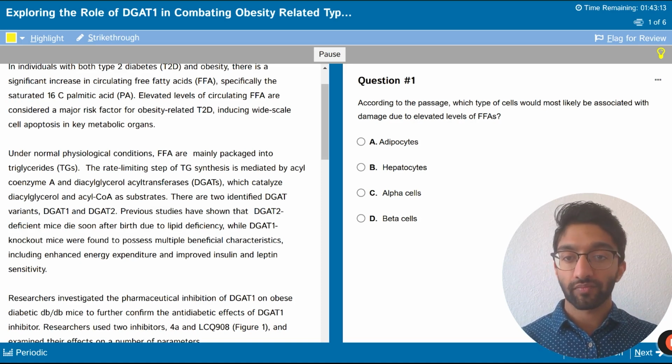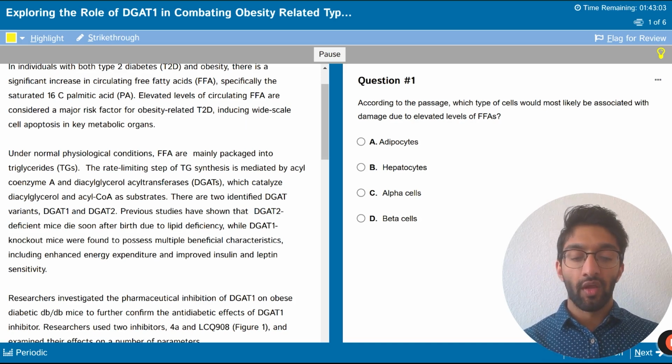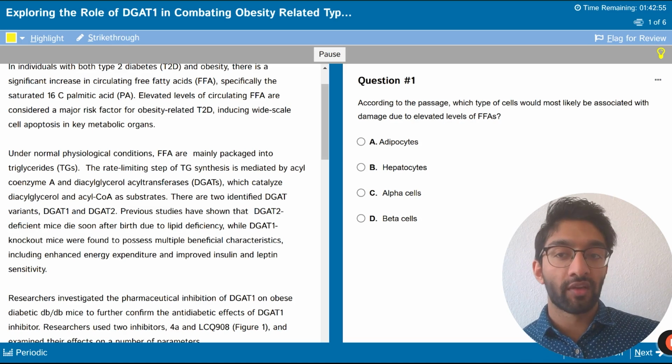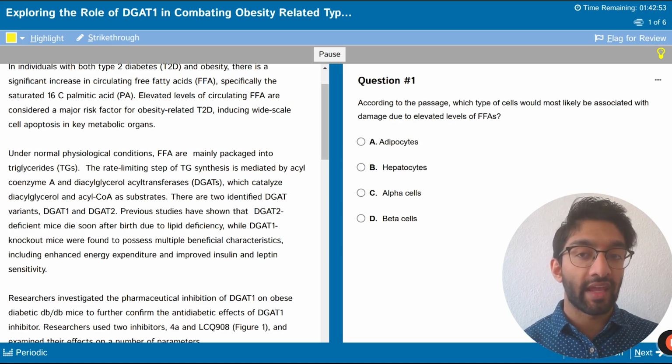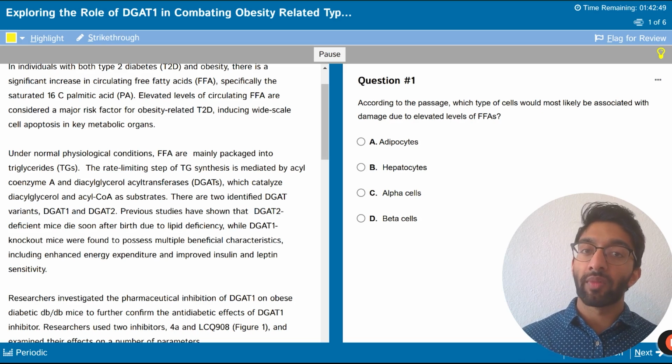Okay, interesting. So we have that. Elevated levels of circulating FFA are considered a major risk factor for obesity-related type 2 diabetes, and they cause apoptosis. Overall, if I had to give you a summary from this, we're going to be talking about type 2 diabetes and obesity, and if we have more fatty acids, in particular this palmitic acid, PA, they don't mention it for a reason. It's possibly going to play a role later on.